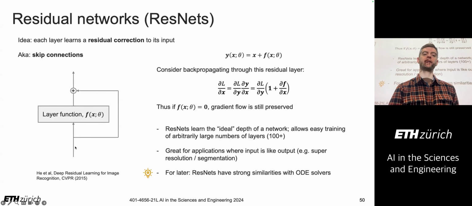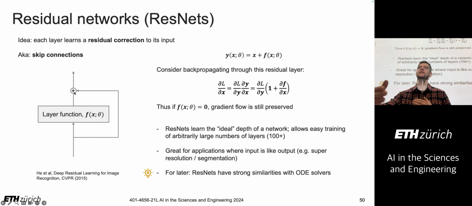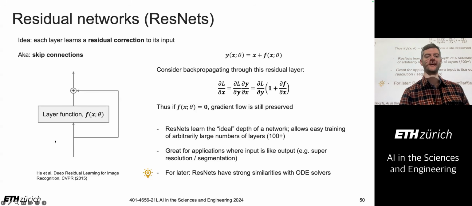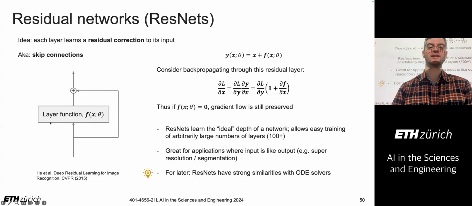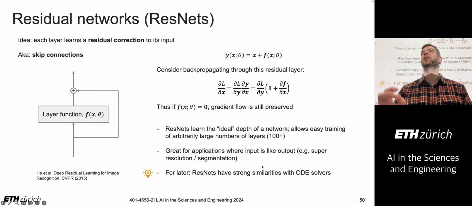One cool property of ResNets is you can train a ResNet with hundreds of layers. The gradient is going to flow nicely through it, and at some point the ResNet is going to learn that it has enough layers, and it will just set the later layers to zeros, or at least that's the idea. I don't know if in practice that actually is how it works, but you can think of it as learning the ideal depth of the network.